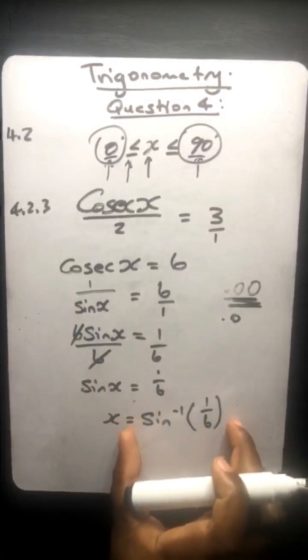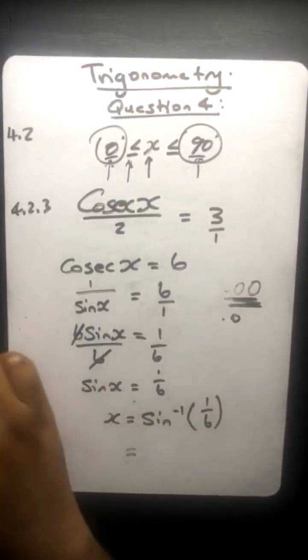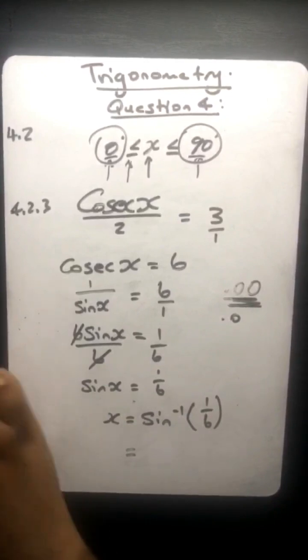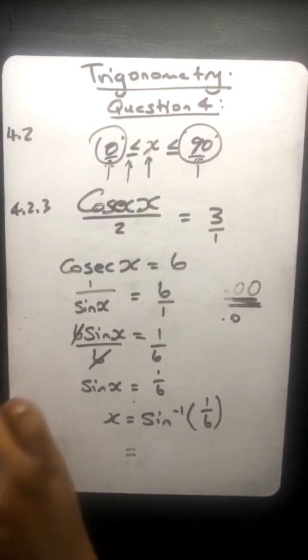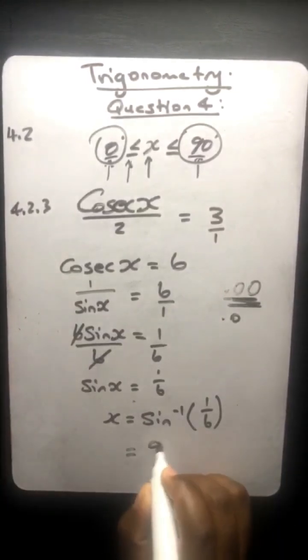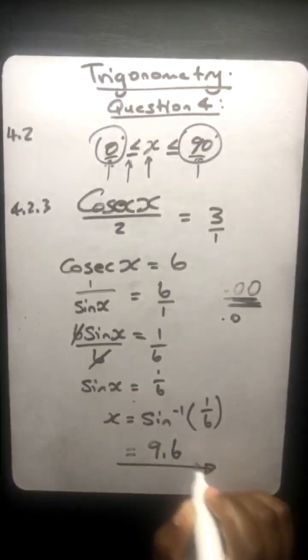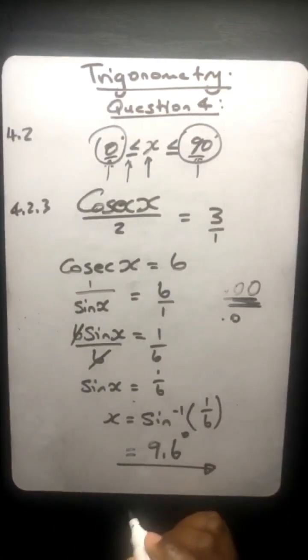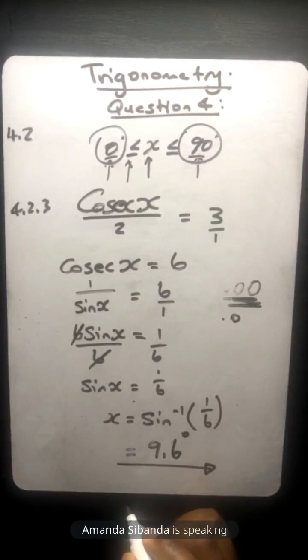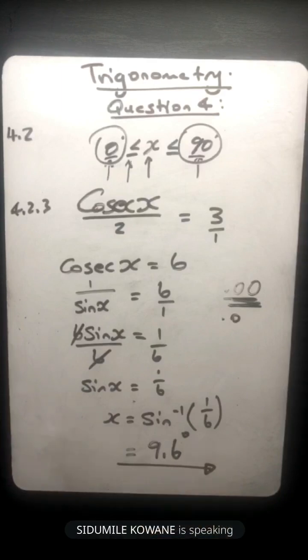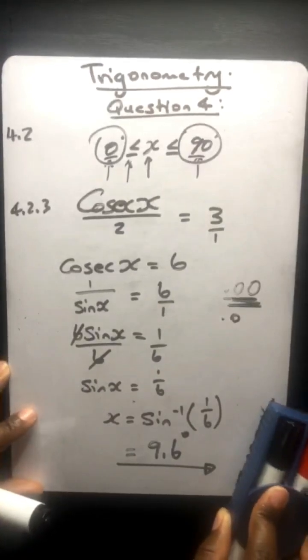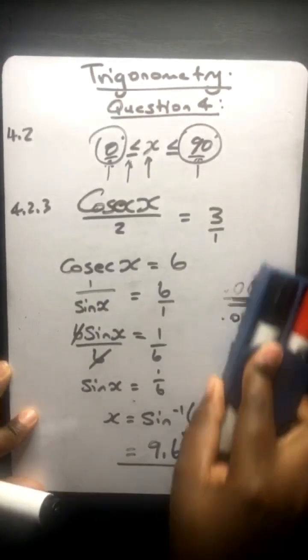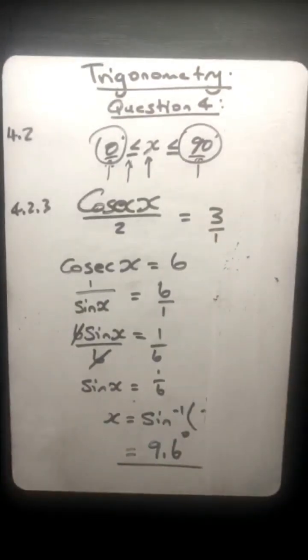So let's see, what are you guys getting for that one? Let's see. Second function of sine 1 over 6. I'm getting 9.6 degrees. What are you guys getting for that question? 9.6 degrees. Yes, 100%. So I think with this question, we can now, but wait, anyone who's got a question on that one?